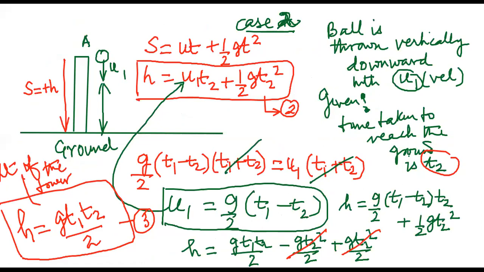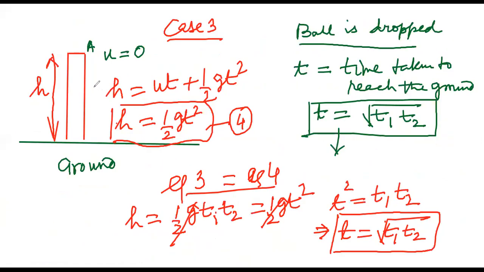And then after that, I used this equation of case 3, where h equals ut plus half g t square. The initial velocity was 0 since the ball was being dropped. So you got the value t equals root over of t1 and t2. How? By equating equation 3 with equation 4. Half g t1 t2 equals half g t square, so t square equals t1 into t2. I hope it is clear to all of you.